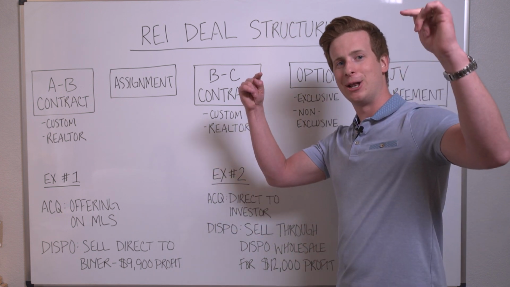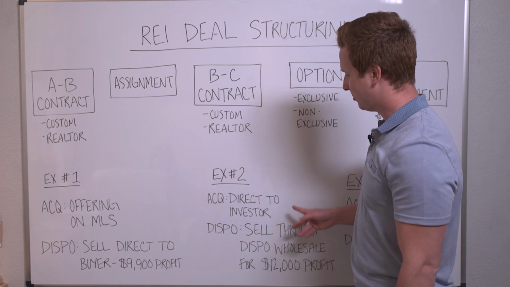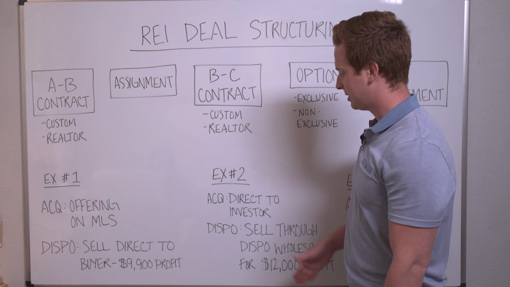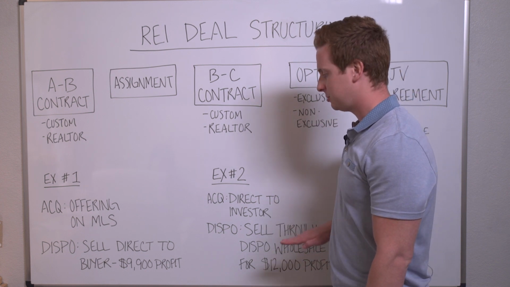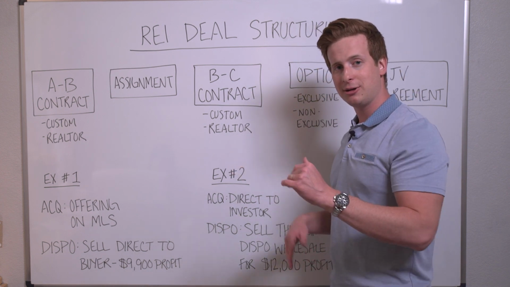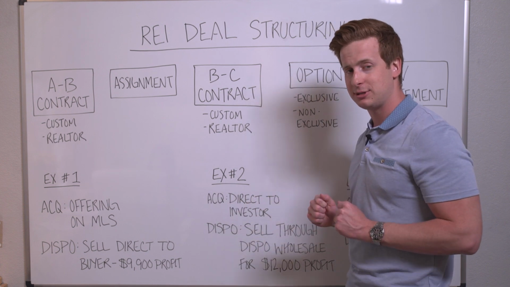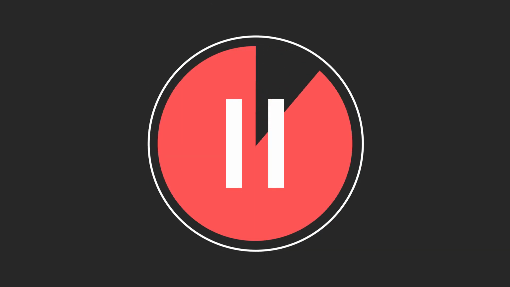Pause the video. Let me know what you thought or what you think you should use. For example, what contract should you give to the wholesaler when you're acquiring, and what contract should you give to the dispo wholesaler when you're selling?